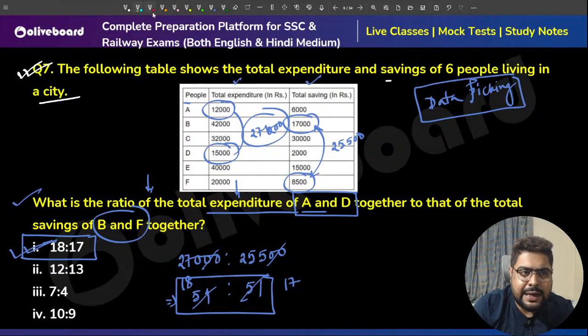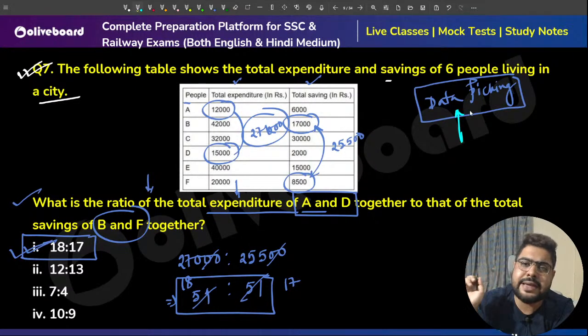Now, if you can get a hold of this data picking thing in 10 seconds, in every DI you will be able to solve in 10-15 seconds at max.